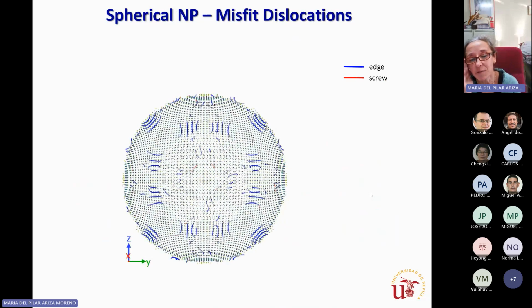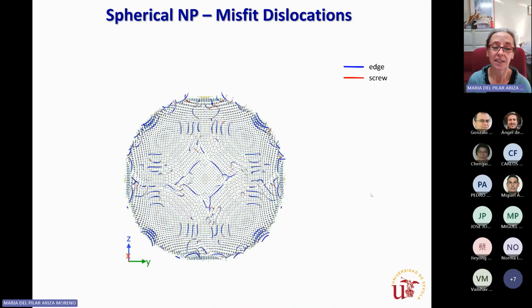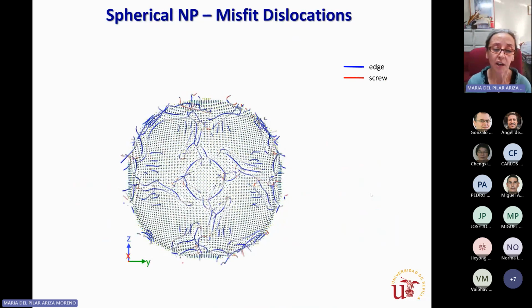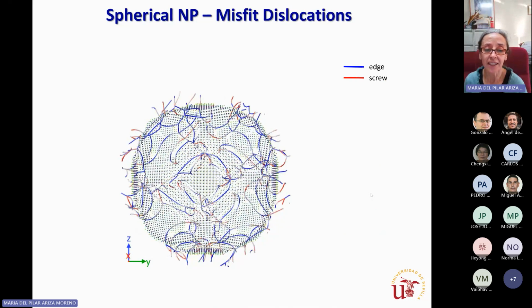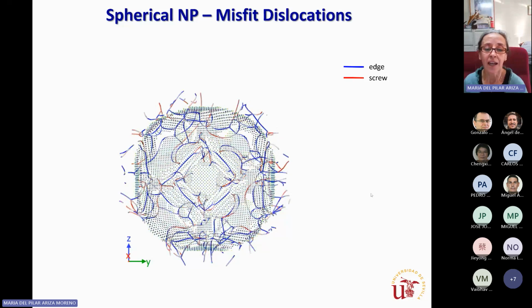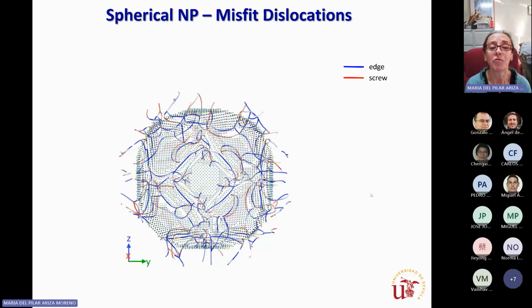Here is another movie in which you can see how the hydrogen gets inside of the material, and the dislocations that are created and are released, and they accompany the movement of the phase boundary.